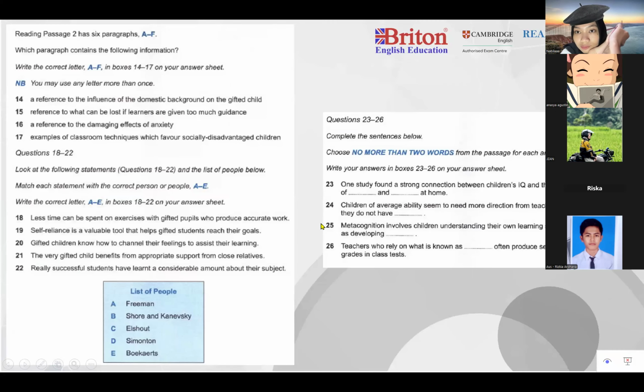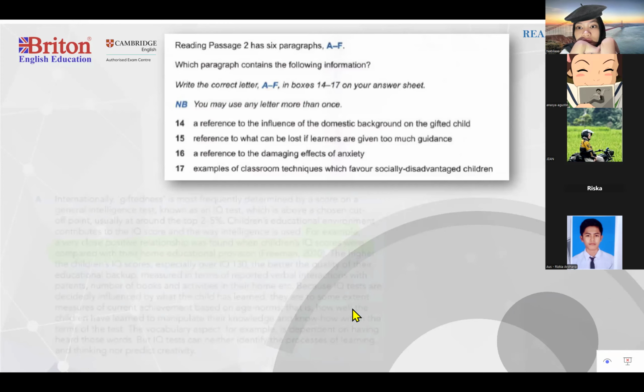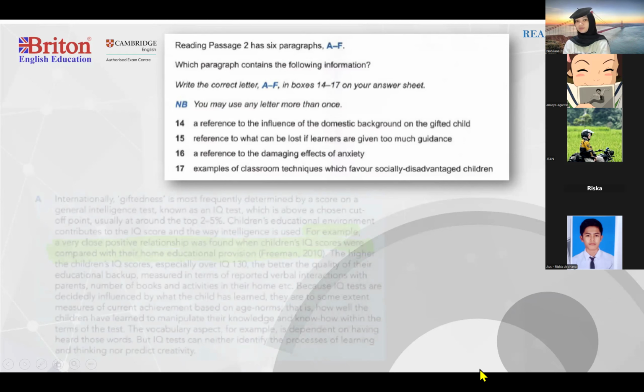Hold on. I think it's lagging. So let me close this application real quick before we continue. Because it's lagging. Okay.